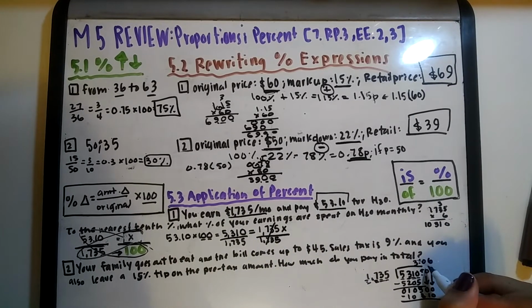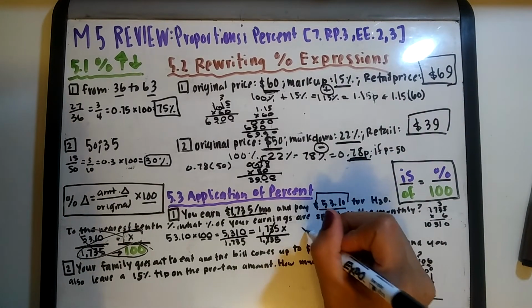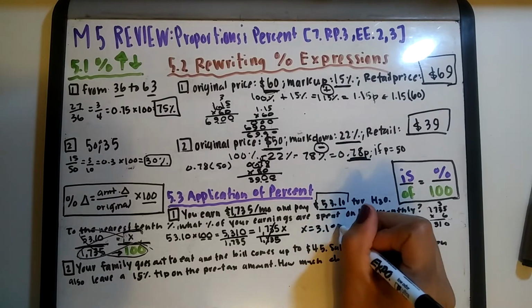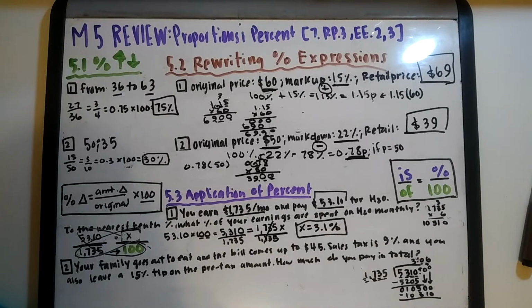So I already have my tenth place there, and I'm going to look to the right, and that's bigger than 5, so I'm going to round up. So then in this case, x will be 3.1%. 3.1% of your monthly salary goes to paying the water.